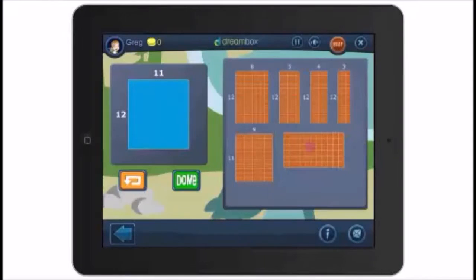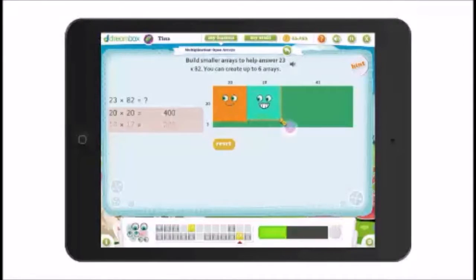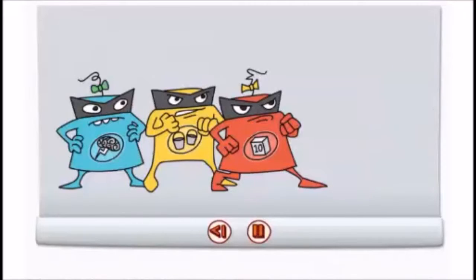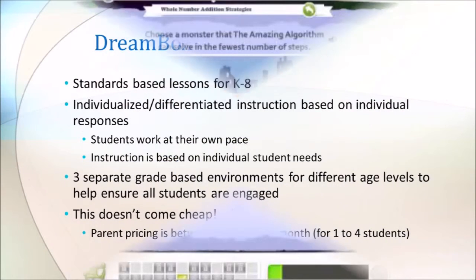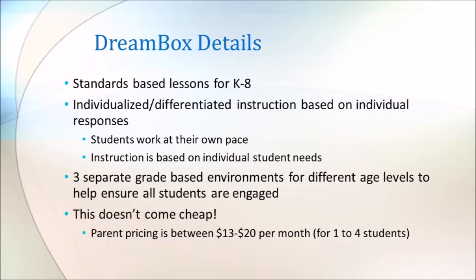Each activity logs numerous types of data into the Dreambox program, and it provides insight into a student's strengths and weaknesses that will be used to help ensure the program targets instruction where it's needed most. Some additional Dreambox details are that they provide Common Core standard based lessons for grades K through 8. They offer individualized, differentiated instruction based on individual responses, which basically means students get to work at their own pace, and instruction is based on individual student needs.